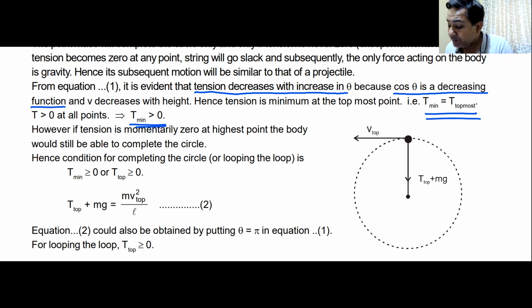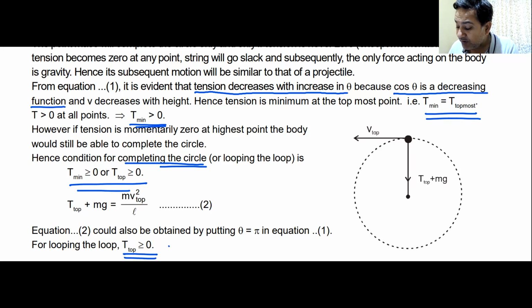If tension minimum at the topmost point is greater than 0, then this is the condition of completing the circle. Tension at the topmost point is greater than or equal to 0. We have already seen this point. Condition for looping is tension at the highest point must be greater than 0, it easily completes the circle, or exactly equal to 0, it just completes the circle. That point should be absolutely clear.